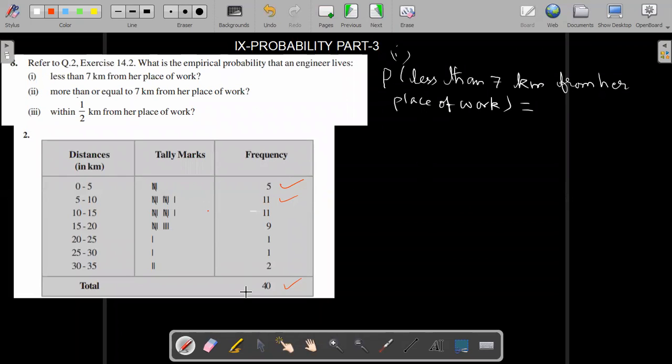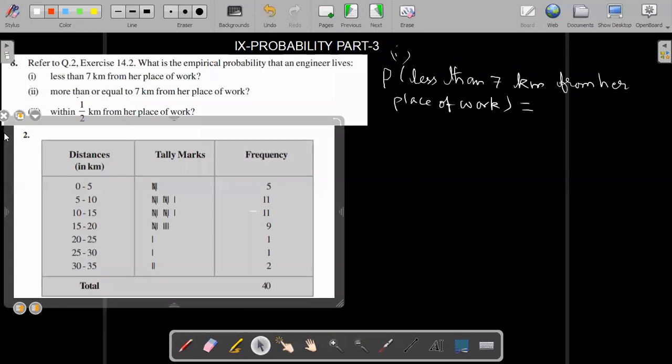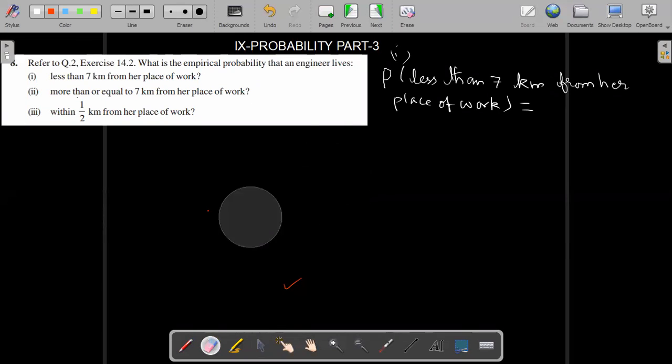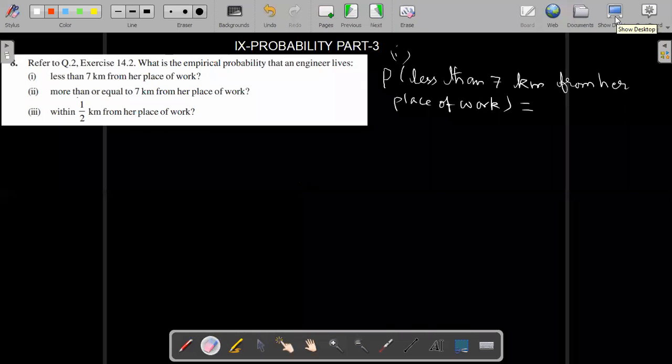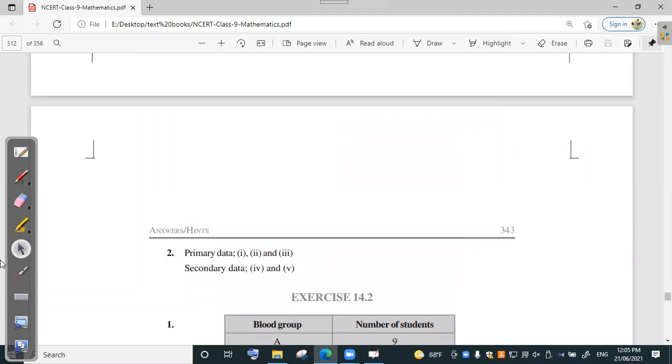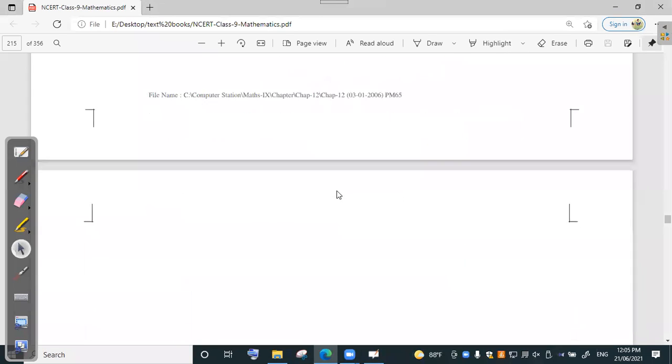We cannot take this data, correct? Because this is given from 0 to 5. So that means we have to take from the given question only. So again we have to copy the question, question number 2, exercise 14.2.